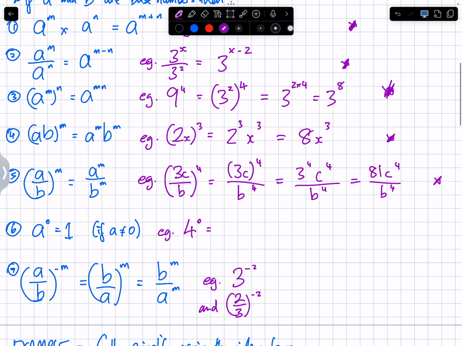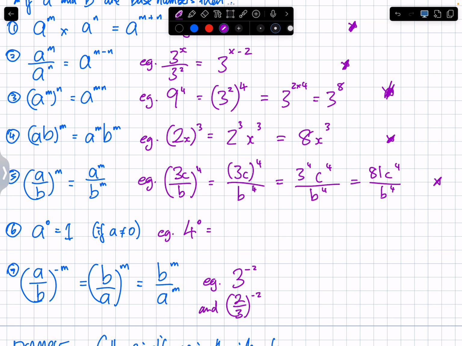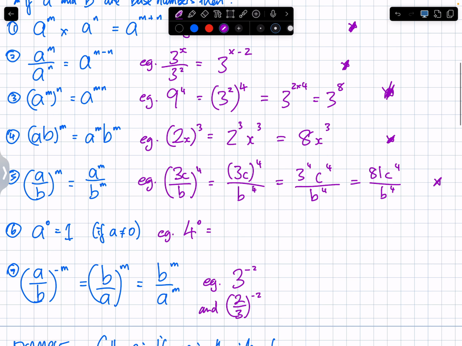Two more examples, two more showing you how it works, and then we'll do one complex example together.